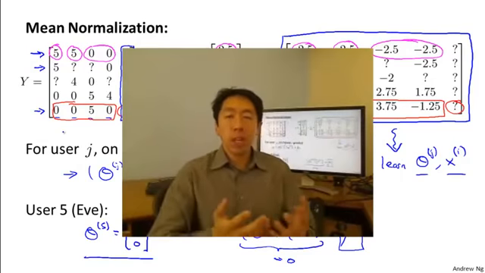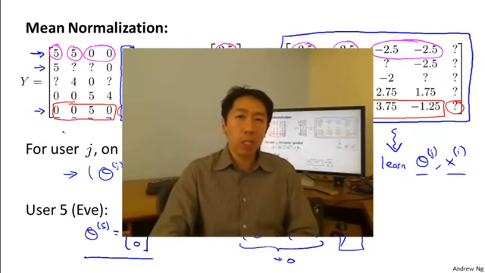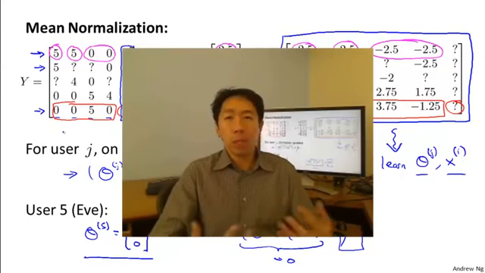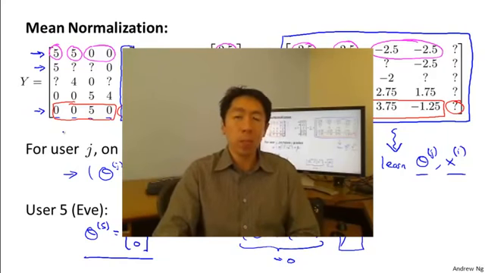So to summarize, that's how you can do mean normalization as a sort of pre-processing step for collaborative filtering. Depending on your data set, this might sometimes make your implementation work just a little bit better.